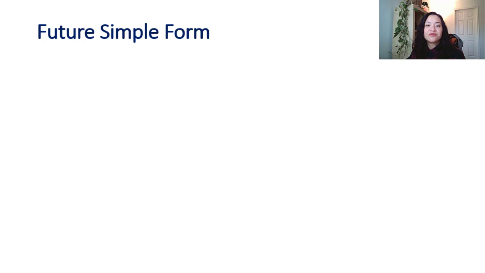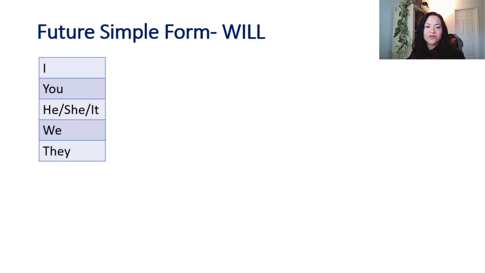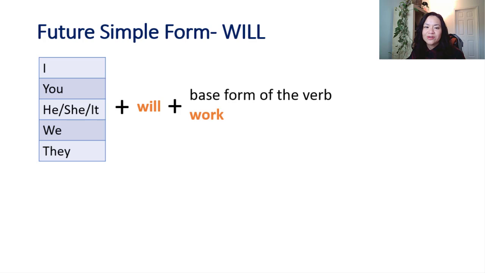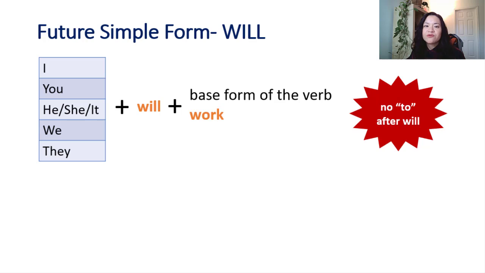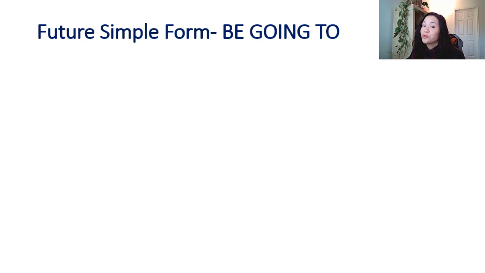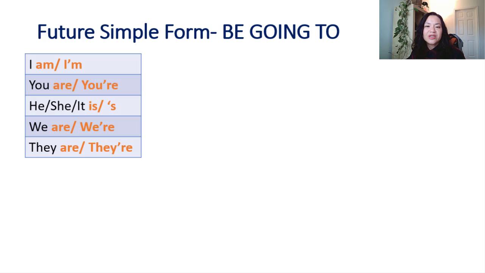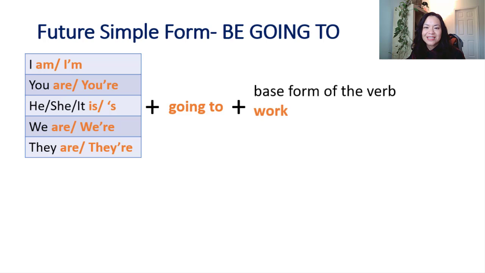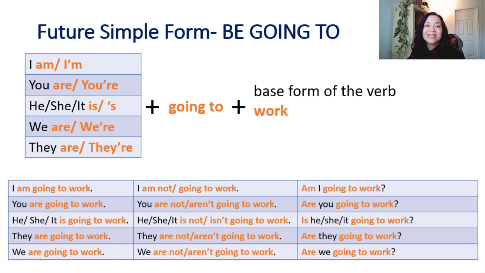Future simple is made up of two verbs. You can choose to use will or be going to. Will is made up of the modal verb will, to which we add the base form of the verb. Remember that we do not add to at the end of the modal verb will. There is no auxiliary verb necessary for will for negatives and questions. For be going to, we would conjugate the be verb and add going to and the base verb at the end. Be, of course, is the auxiliary verb already for this verb.